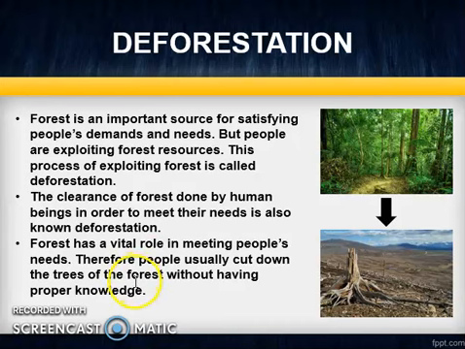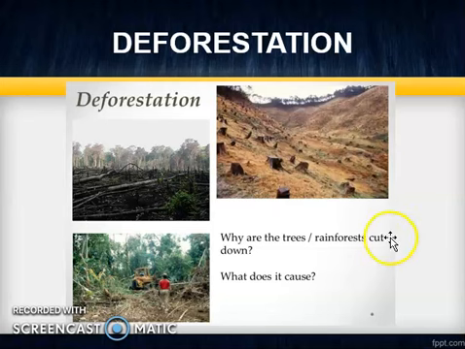Forest has a vital role in meeting people's needs. Yes, forest is very important to human beings and to other organisms. Therefore, people usually cut down the trees of the forest without having proper knowledge. Now, students, let's continue our discussion about deforestation.